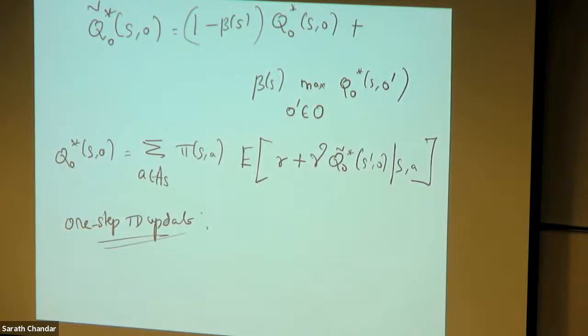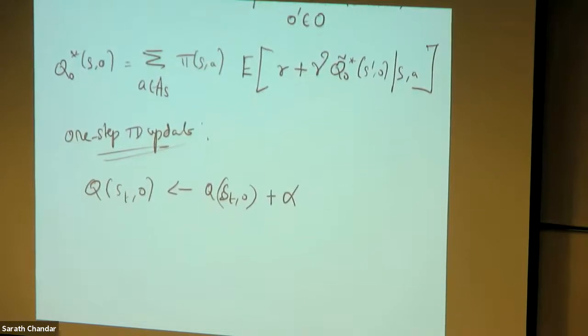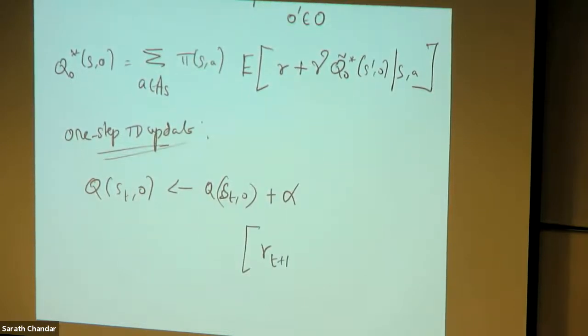So Q of S_t comma O is Q of S_t comma O plus alpha times, okay, R_{t+1} plus gamma Q_O star of S_{t+1}, O minus Q of S_t comma O. This is a one-step TD update.